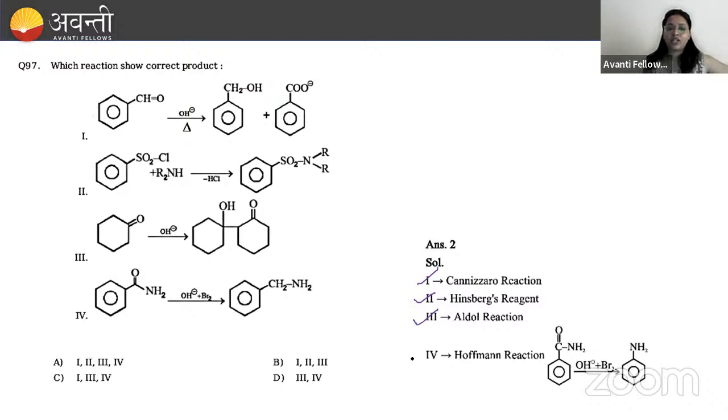And the fourth reaction is a Hofmann reaction. In the Hofmann reaction you get the amine. Here, what is given is an amide, meaning in the Hofmann reaction the C=O also goes away and only NH2 is present. But here CH2 is also present, so this product is not correct.